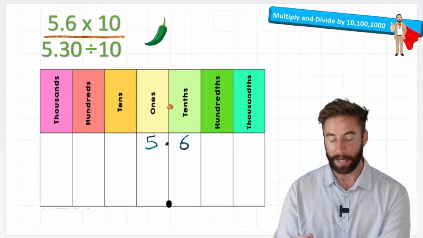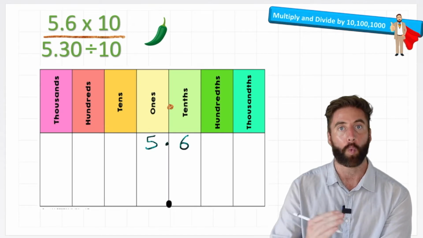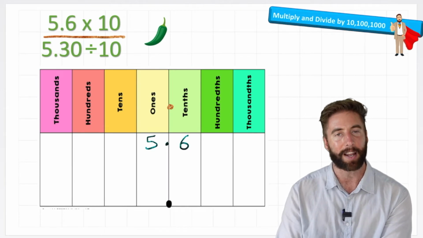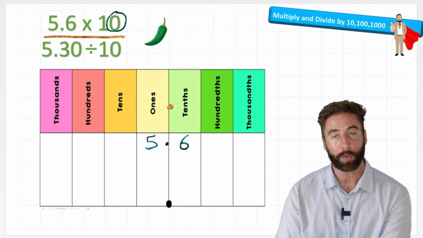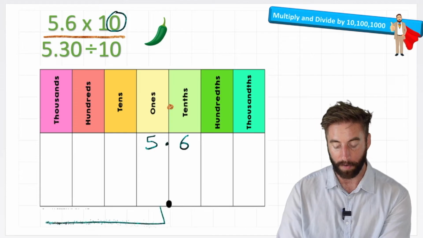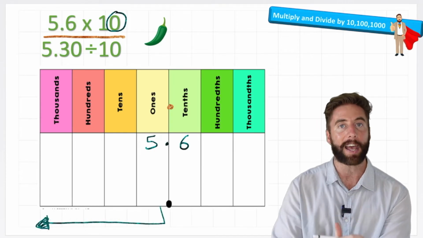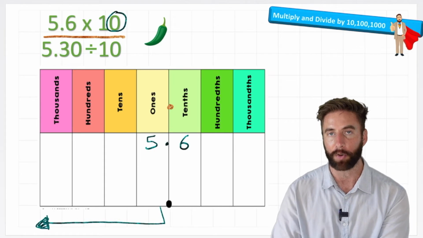So if we're multiplying by 10, we only have to move our digits 1 place. And we get a little hint with that because we have 1, 0 in 10. And which way are we going to move? Well, we know we're going to be moving up the place value chart to the left because we're getting a larger value, timesing.